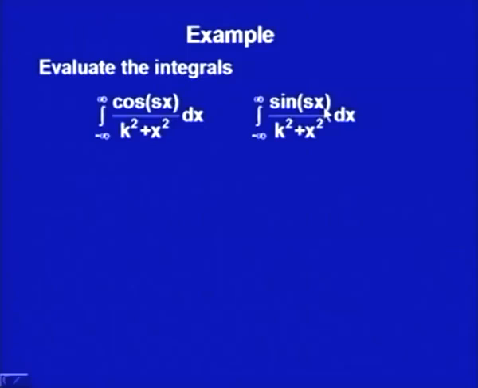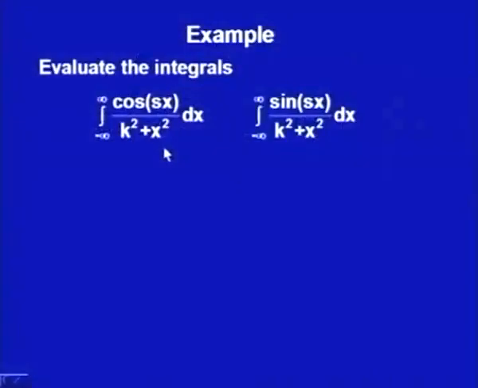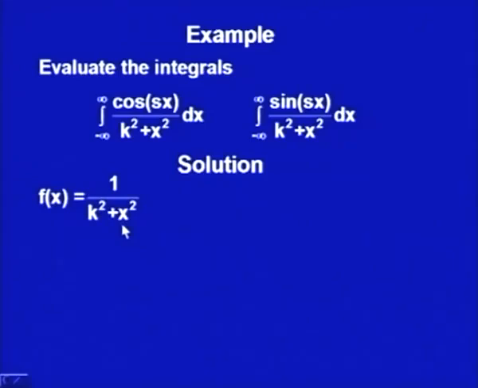So, what we could say is we are going to evaluate integrals of the form f(x) cos s x and f(x) sin s x, where of course f(x) is the same as 1 upon k square plus x square. That says we could apply the method we just learned, and both these integrals we can solve using only one complex function, where we would use e to the power i s x. So, f(x) is 1 upon k square plus x square.